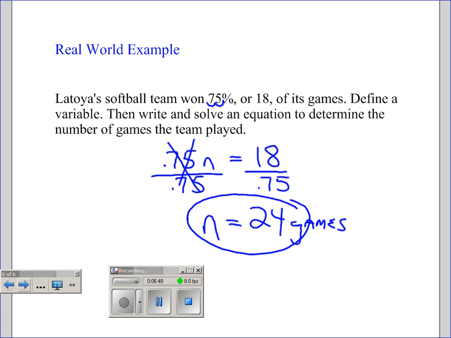And if you need to double check, you're going to plug it back into the original equation. 0.75n, or 24, equals 18. So 24 times 0.75 does equal 18.